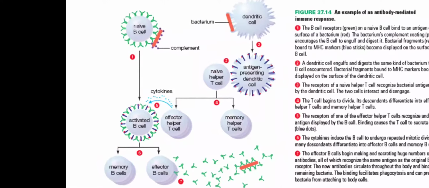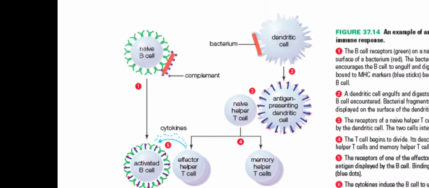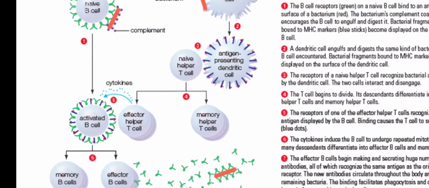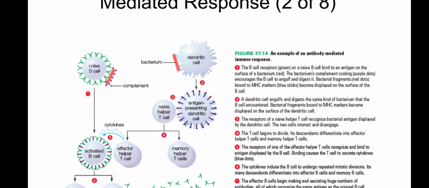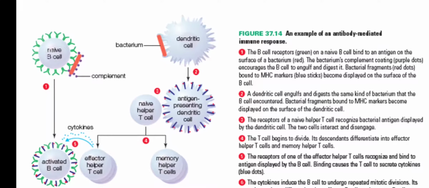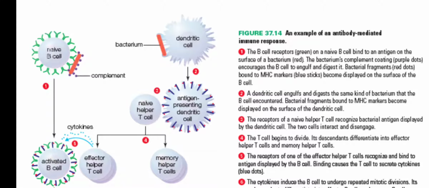Starting off, we have your naive B cell. The naive B cell becomes activated due to the actions of the complement system as well. The complement system signals that something is happening here, red alert, and then they will go there and be exposed to that pathogen. Then you have your dendritic cell, which engulfs and digests the same kind of bacterium that the B cell encountered. The bacterial fragments bound to the MHC markers become displayed on the surface of the dendritic cell, so the dendritic cell displays markers from that pathogen.